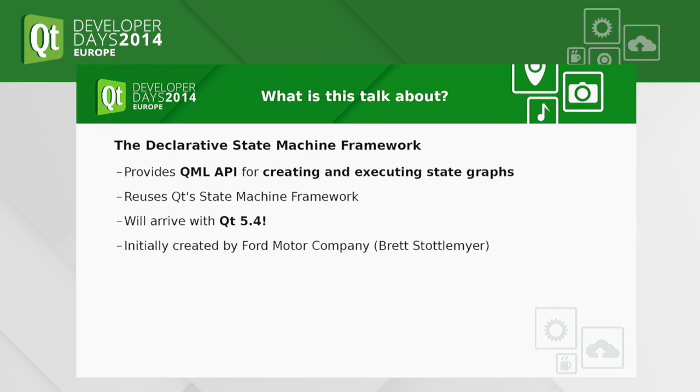So what is this talk about? This is the Declarative State Machine Framework. It provides a QML API for creating and executing state graphs. This is reusing the original Qt State Machine Framework. You may know it already. This particular framework will arrive with Qt 5.5. It's already pushed and reviewed on Gerrit, so it's in mainline. It's part of master. And all this was initially created by the Ford Motor Company, and the idea is from Brett Stottlemyre. You may know him from the Qt development mailing list.